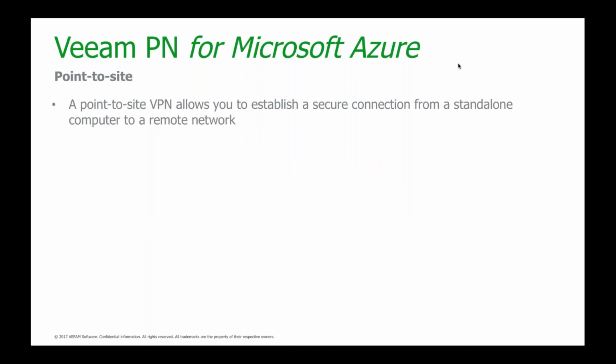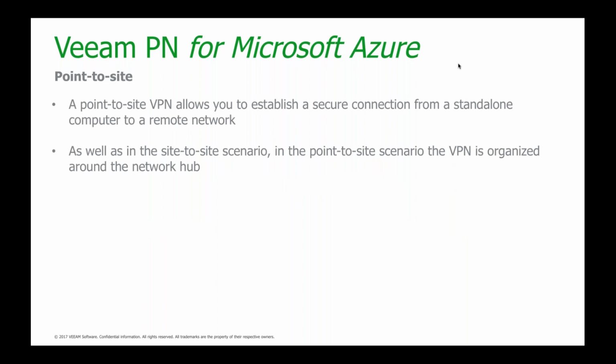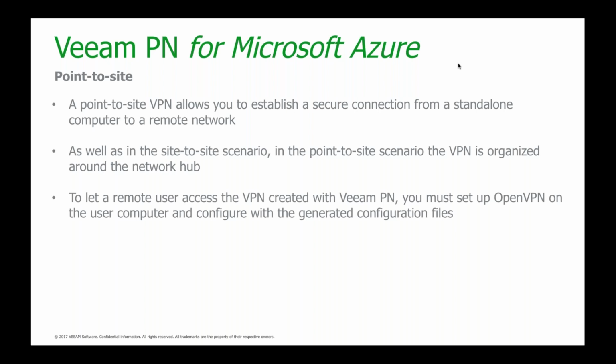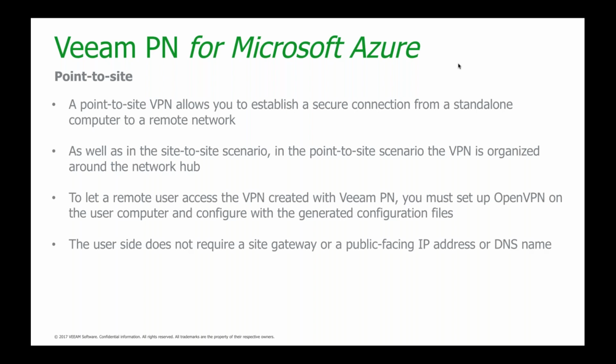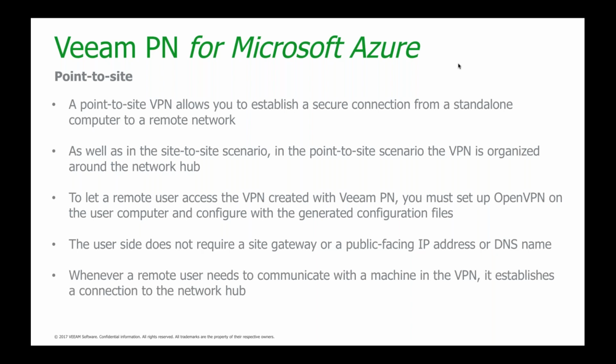When we talk about point to site, we're talking about allowing you to establish a secure connection from a standalone computer to a remote network. As with site-to-site, the point-to-site scenario is configured and organized around the network hub. This lets a remote user access the VPN through an OpenVPN client, okay? And it must use a configuration file that's generated from the hub. Again, we'll see that a little later on. The user side is very simple. If you're an end gateway, you don't need any site gateway configuration files. You don't need any public IP addresses or DNS name. It's all self-contained in this OpenVPN configuration file, which is generated.